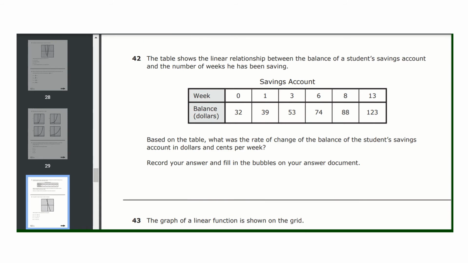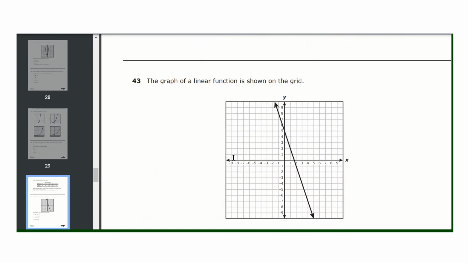Number 42. The table shows the linear relationship between the balance of a student's savings account and the number of weeks he has been saving. Week, balance in dollars, and savings account. Based on the table, what was the rate of change of the balance of the student's savings account in dollars and cents per week? Record your answer and fill in the bubbles on your answer document.